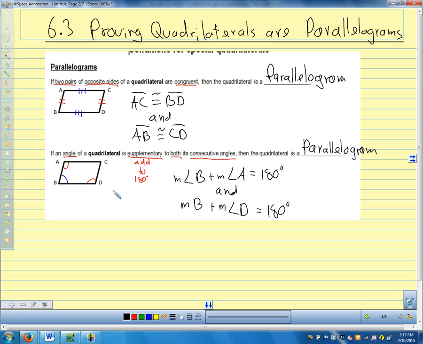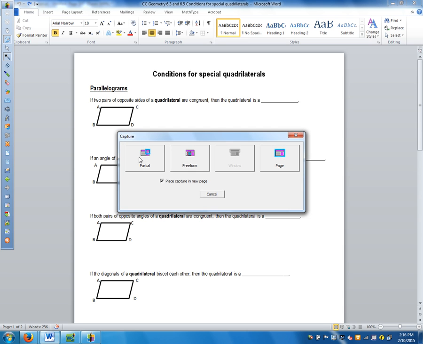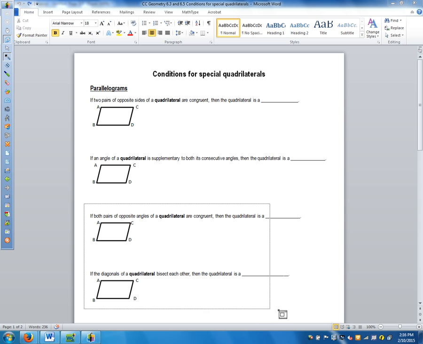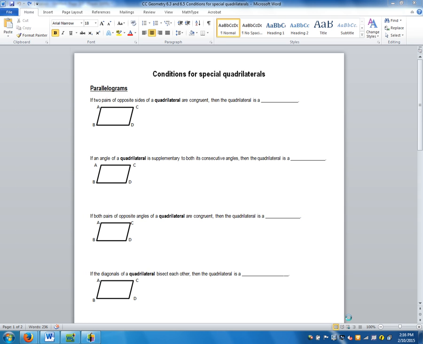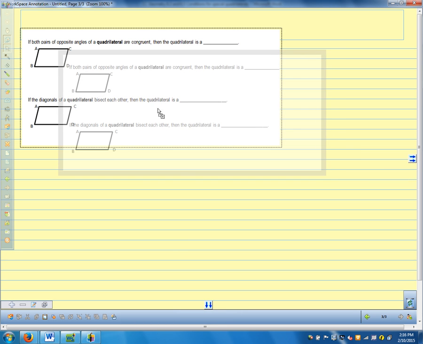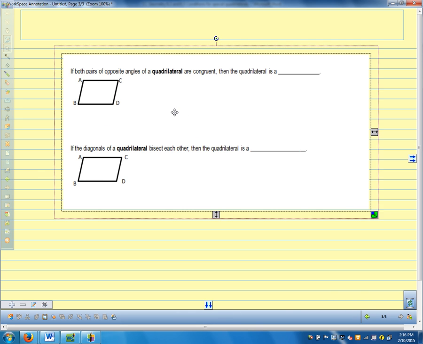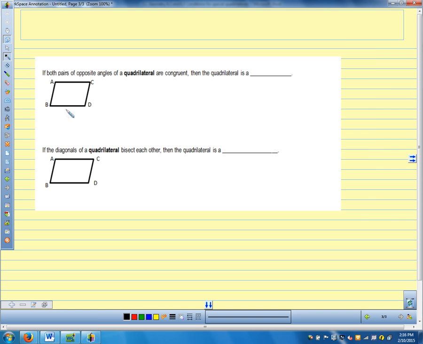I'm going to grab those. So there's our next pair. And again, we're starting with a quadrilateral. We want to show that it's a parallelogram. So this one says if both pairs of opposite angles are congruent, then the quadrilateral is a parallelogram.